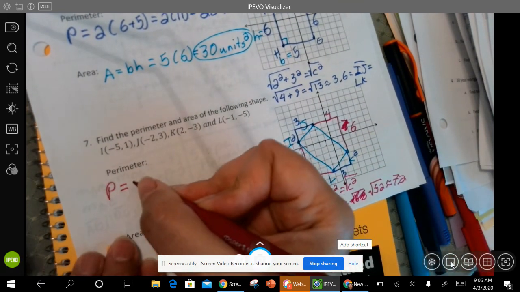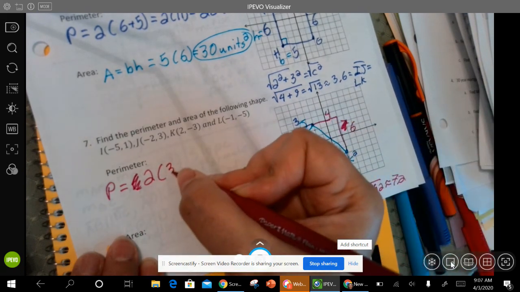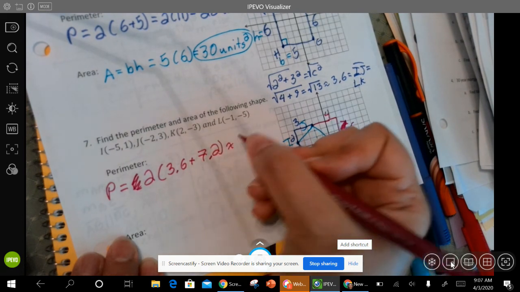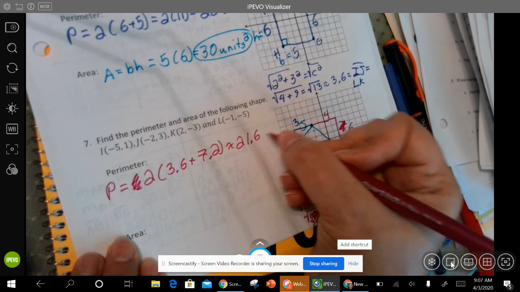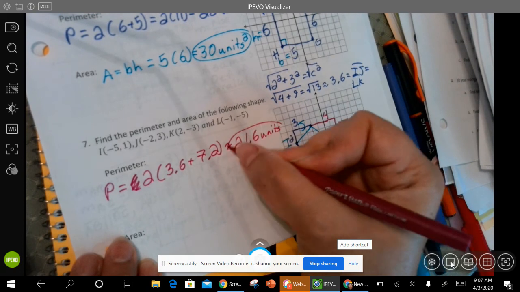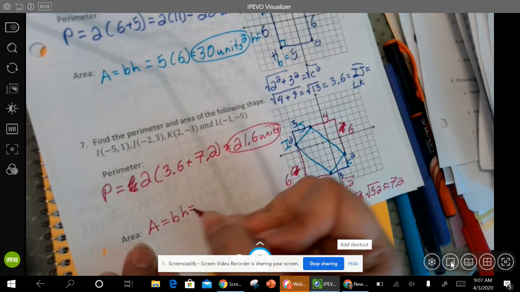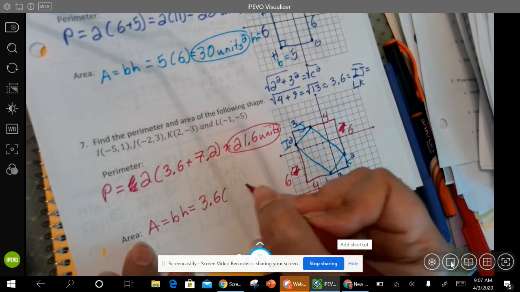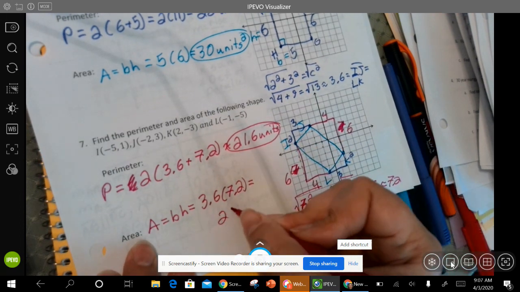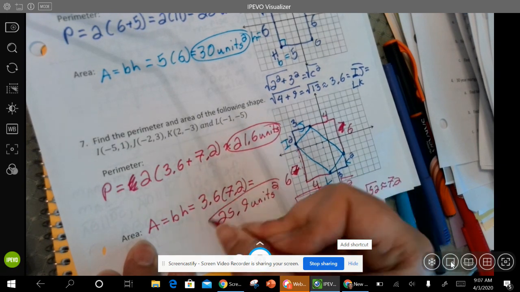So our perimeter is going to be 2 times, as opposite sides are congruent, 3 6/10 plus 7 2/10. So we get 21 6/10 units. For our area, it's going to be base times height. So we're going to have 3 6/10 times 7 2/10. And we get 25 9/10 units squared. Okay, everybody got this?